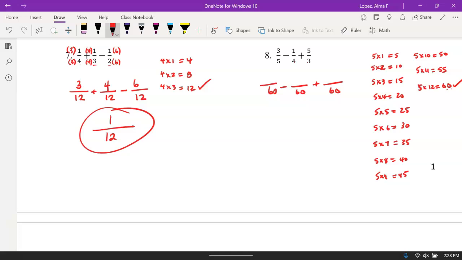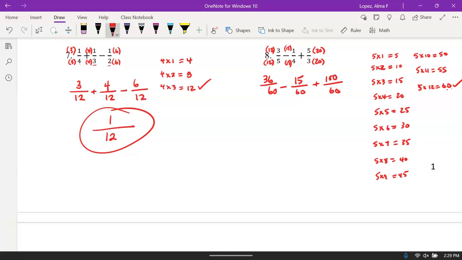All right. To get the 5 to look like a 60, I had to multiply by 12. So I'm going to have to do it to the top and bottom of that fraction. 3 times 12 is 36. To get 4 to look like 60, I can divide. 60 divided by 4 is 15. So I'm going to multiply top and bottom by 15. 15 times 1 is 15. And then to get a 3 to look like 60, I have to multiply top and bottom by 20. 5 times 20 is 100.